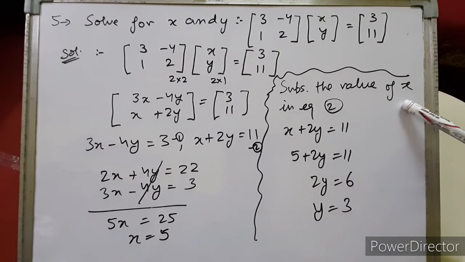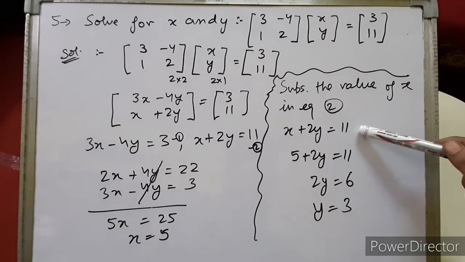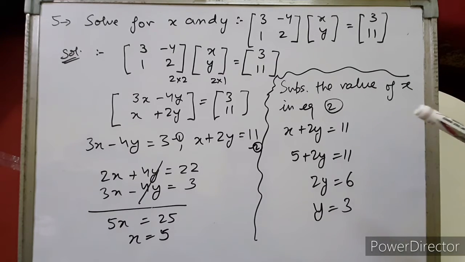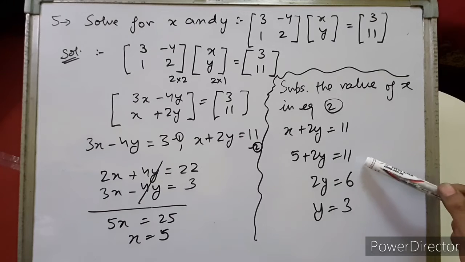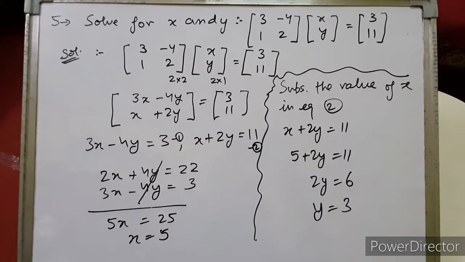So we'll say that on substituting the value of x in equation 2, which is x plus 2y equals 11, we get 5 plus 2y equals 11. So the value of y will be 3. Alright, please note down.